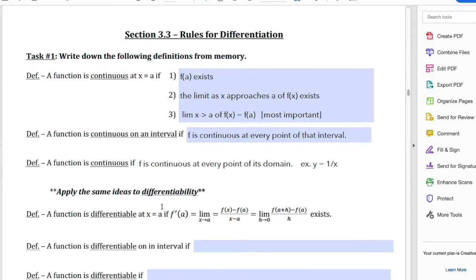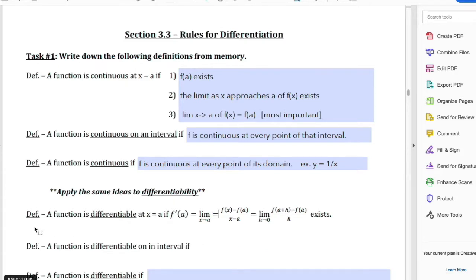We apply the same notions to differentiability. So a function is differentiable at a point if f prime of a equals, delete this equals sign, that should not be there. And then this is the x definition, and this is the h definition. So we have two limit definitions to show whether f prime of a exists, which would stand for the slope of the tangent line to the curve f at the point a.